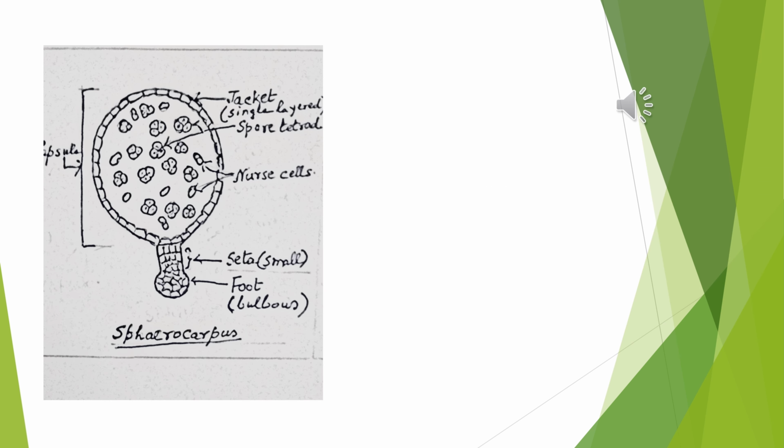Diagram of Sphaerocarpos. The sporophyte of Sphaerocarpos consists from top downwards of 1 capsule, 2 small seta and 3 bulbous foot. The capsule has an outer single layered jacket. Within the capsule are the nurse cells and spore tetrads.